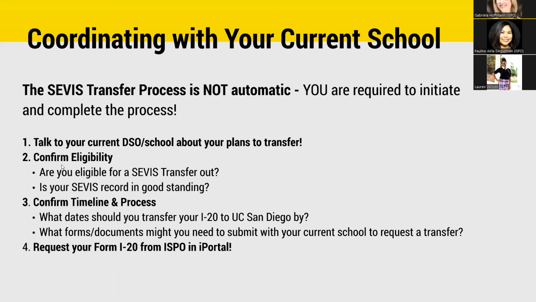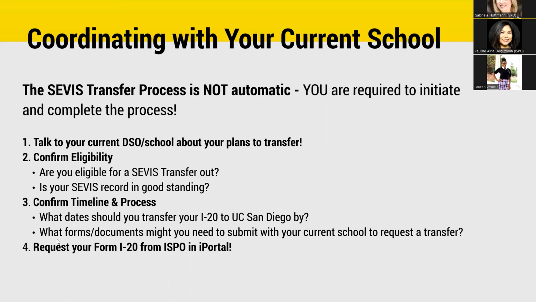Number two, you need to confirm eligibility. You might not always know if you're eligible. Talk to your DSO or your school. They should be able to clarify if you are eligible. They should also let you know if your SEVIS record is in good standing. And they can also confirm item 3, your timeline and process. What date should you transfer your I-20 to UC San Diego by?